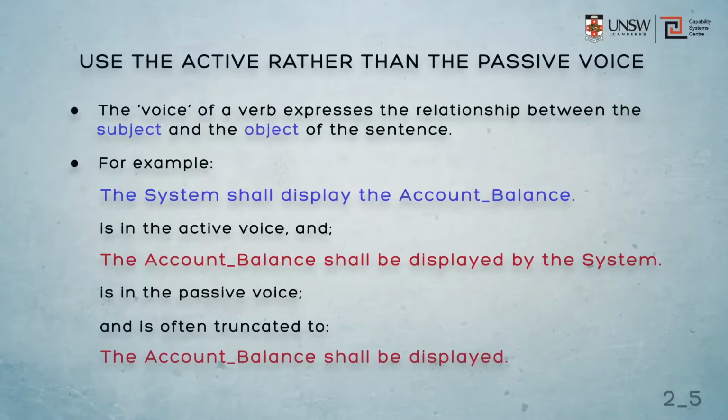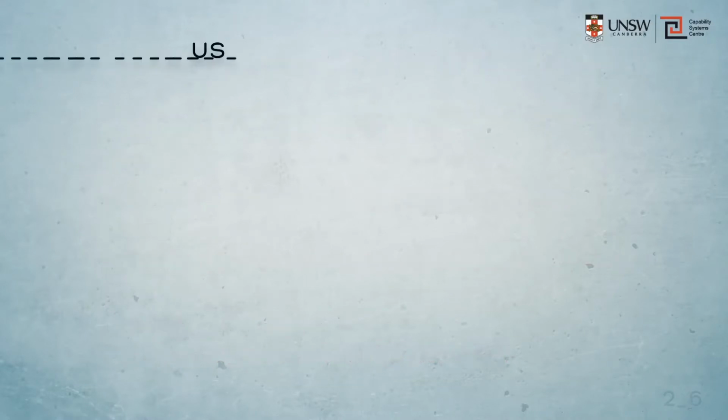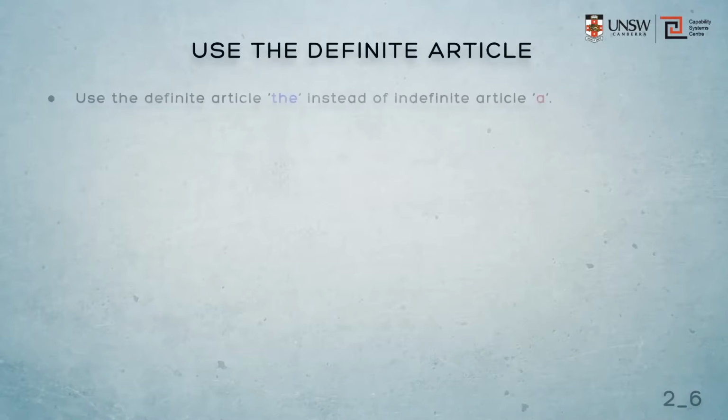Now, the discipline of writing the statement in the active voice avoids this ambiguity because the author has to write, the something, the subject, shall display the account balance, and they really shouldn't be able to continue until they can determine who or what that subject should be. When being careful to write good requirements, use of the definite article, the, is preferable to the indefinite article, a.